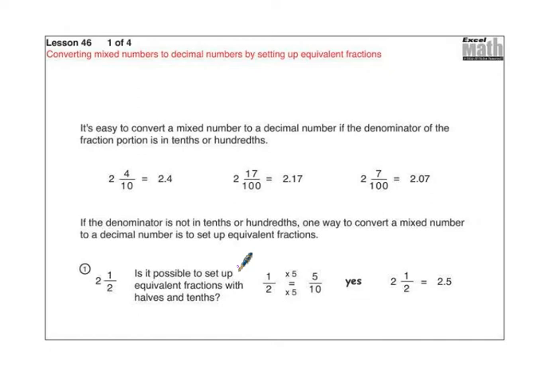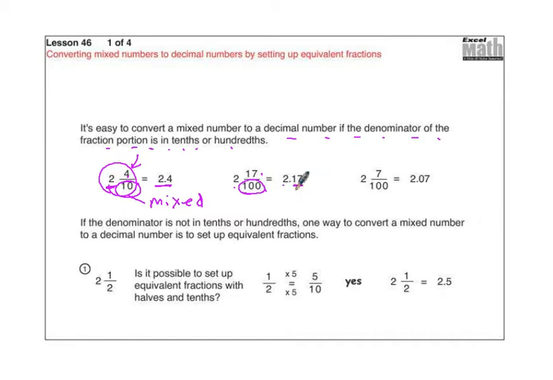It's easy to convert a mixed number to a decimal number if the denominator of the fraction portion is in tenths or hundredths. So in other words, this, remember, is a mixed number. We've talked about this several times before. It's mixed because it has a whole number and a fraction. So a mixed number that has a denominator like 10, 2 and 4/10, is equal to 2.4. Or 2 and 17/100, because the denominator is 100.